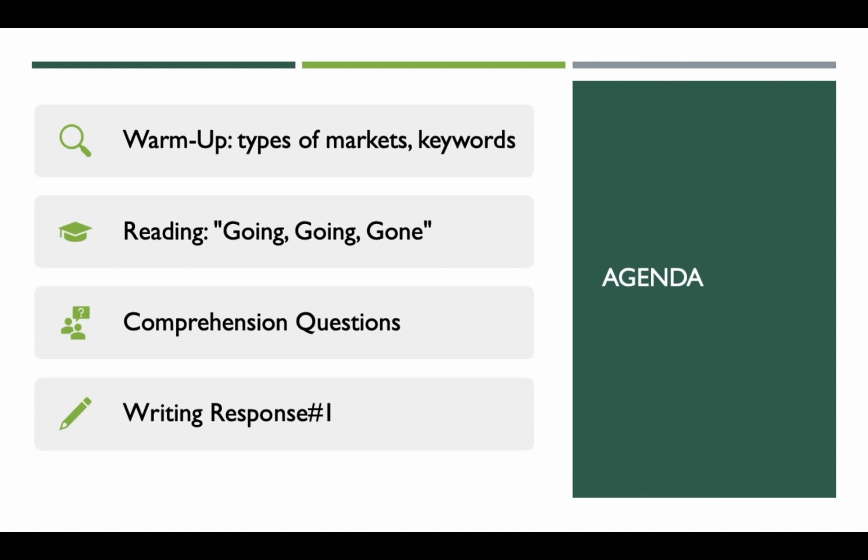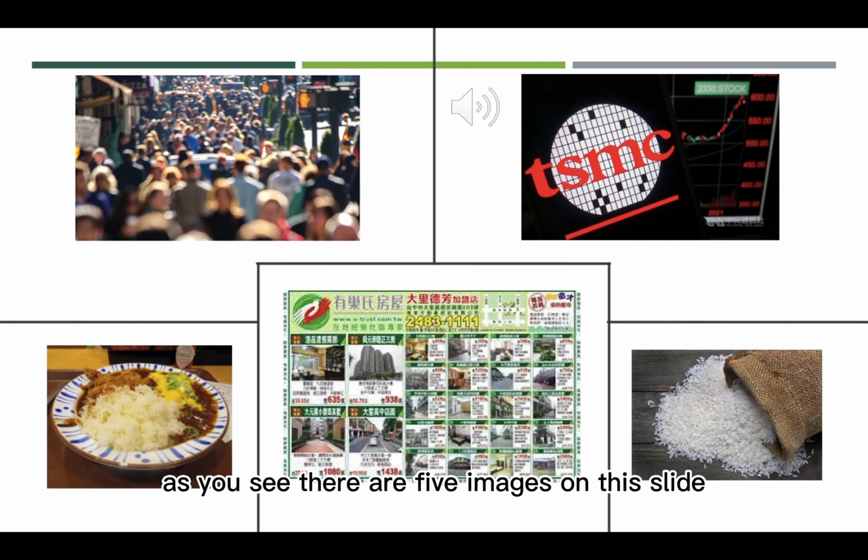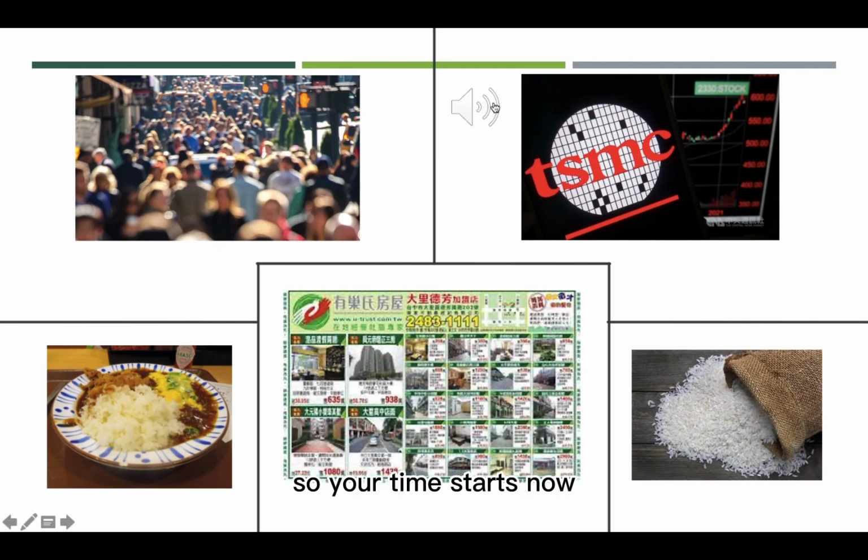Are you ready? Then let's get started. As you see, there are 5 images on this slide, and each image stands for a type of market we introduced last week. I am going to play you a 30-second long music. When the music is up, we will go over the answers together. So your time starts now.